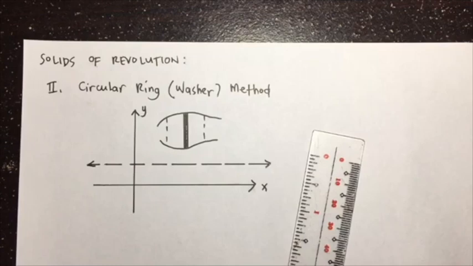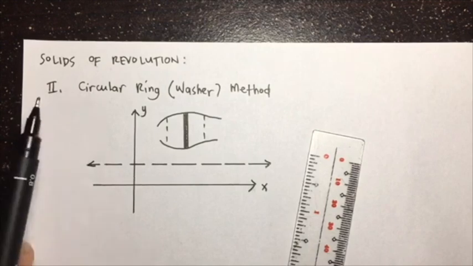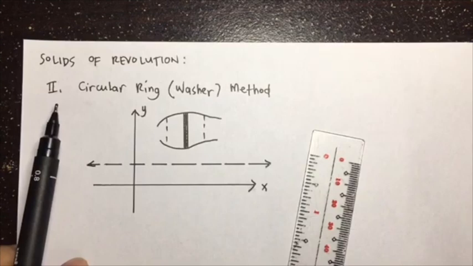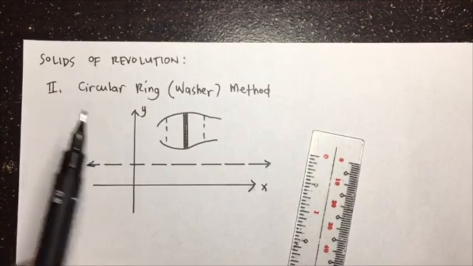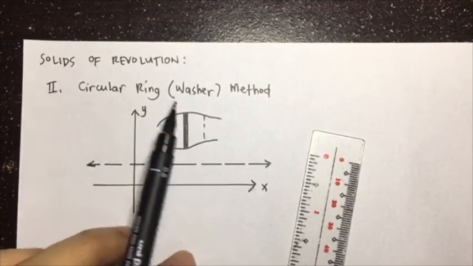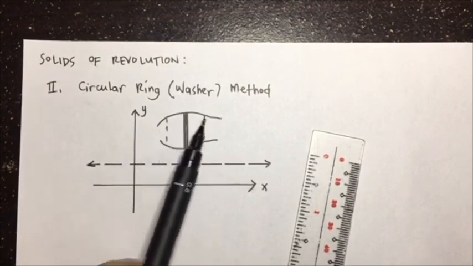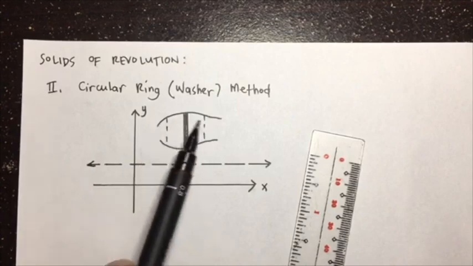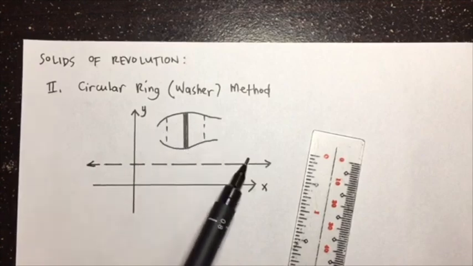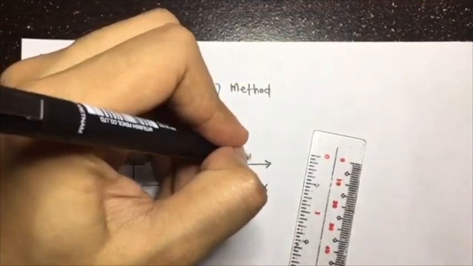Okay, so for this video, we will be discussing the second method in finding the volume of solids of revolution. So the second method is called circular ring method or the washer method. So in this method, say for example, we have here an area enclosed by two curves and revolved around a certain axis.